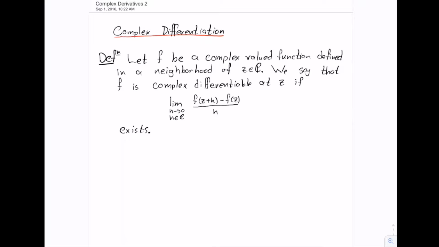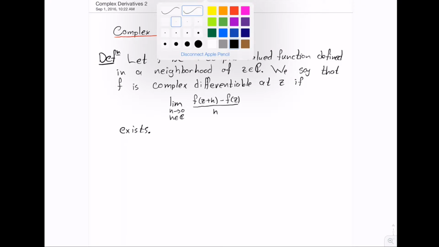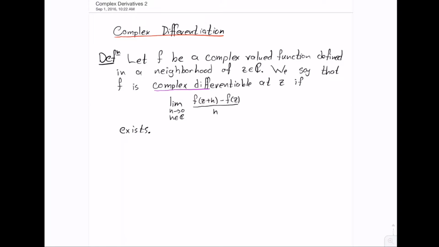Okay, so we say that a complex valued function f, defined in some neighborhood of z, is complex differentiable at the point z if the limit as h goes to 0, and here's the key idea, h is no longer required to track to 0 along the real axis. So it's not just real numbers hovering close to 0. h is allowed to be any complex number making its way to 0. You have f of z plus h minus f of z over h.